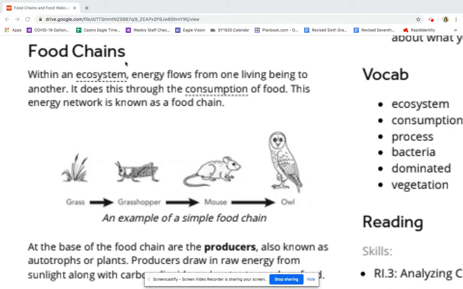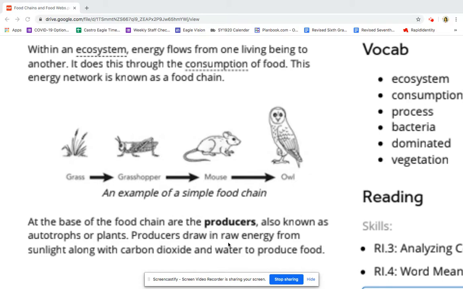Food chains. Within an ecosystem, energy flows from one living being to another. It does this through the consumption of food. This energy network is known as a food chain. At the base of the food chain are the producers, also known as autotrophs or plants.